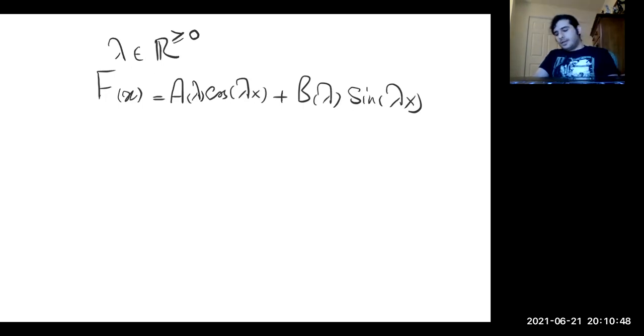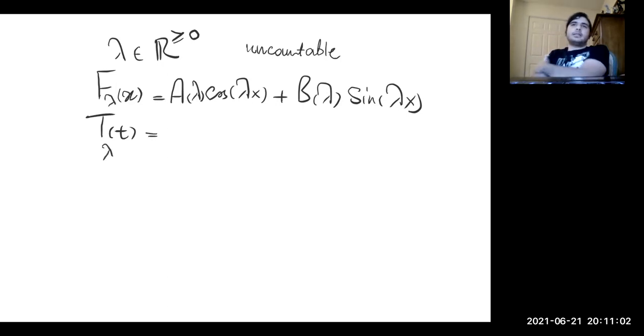Okay, so anything is acceptable. We have infinitely many of these things, and they're again uncountable. And then we would solve t just like before. I would show this with f lambda and t lambda, and we had e to the minus k lambda squared t. Infinitely many of these solutions, we multiply them.